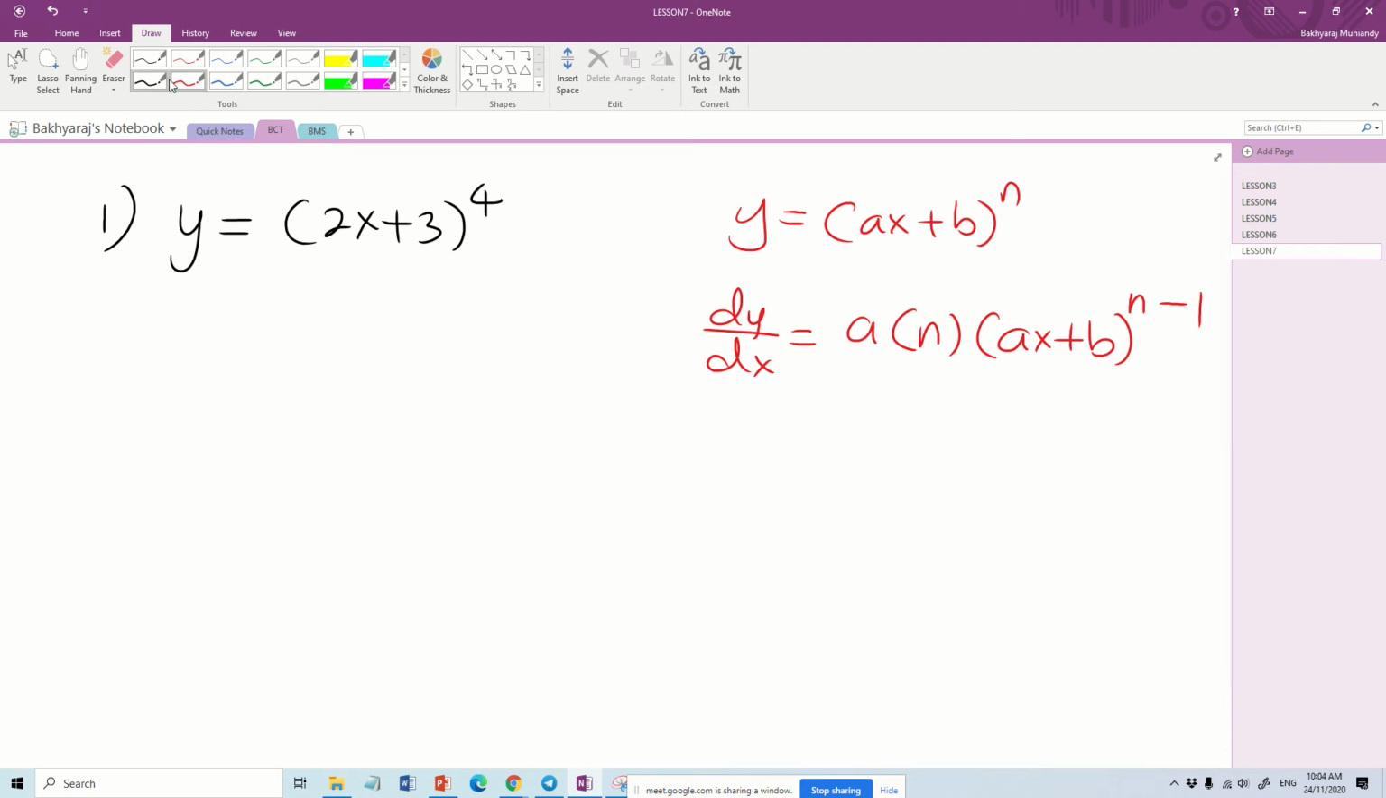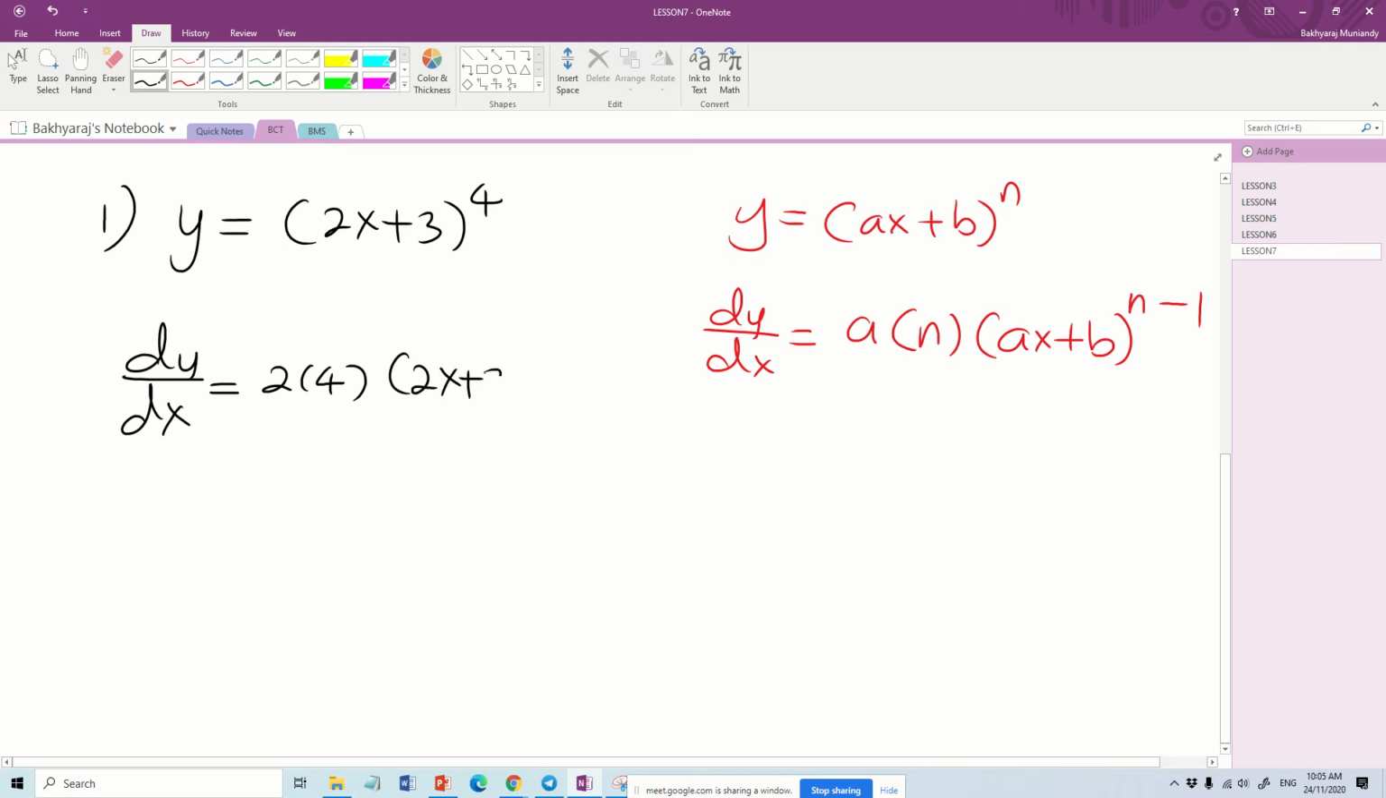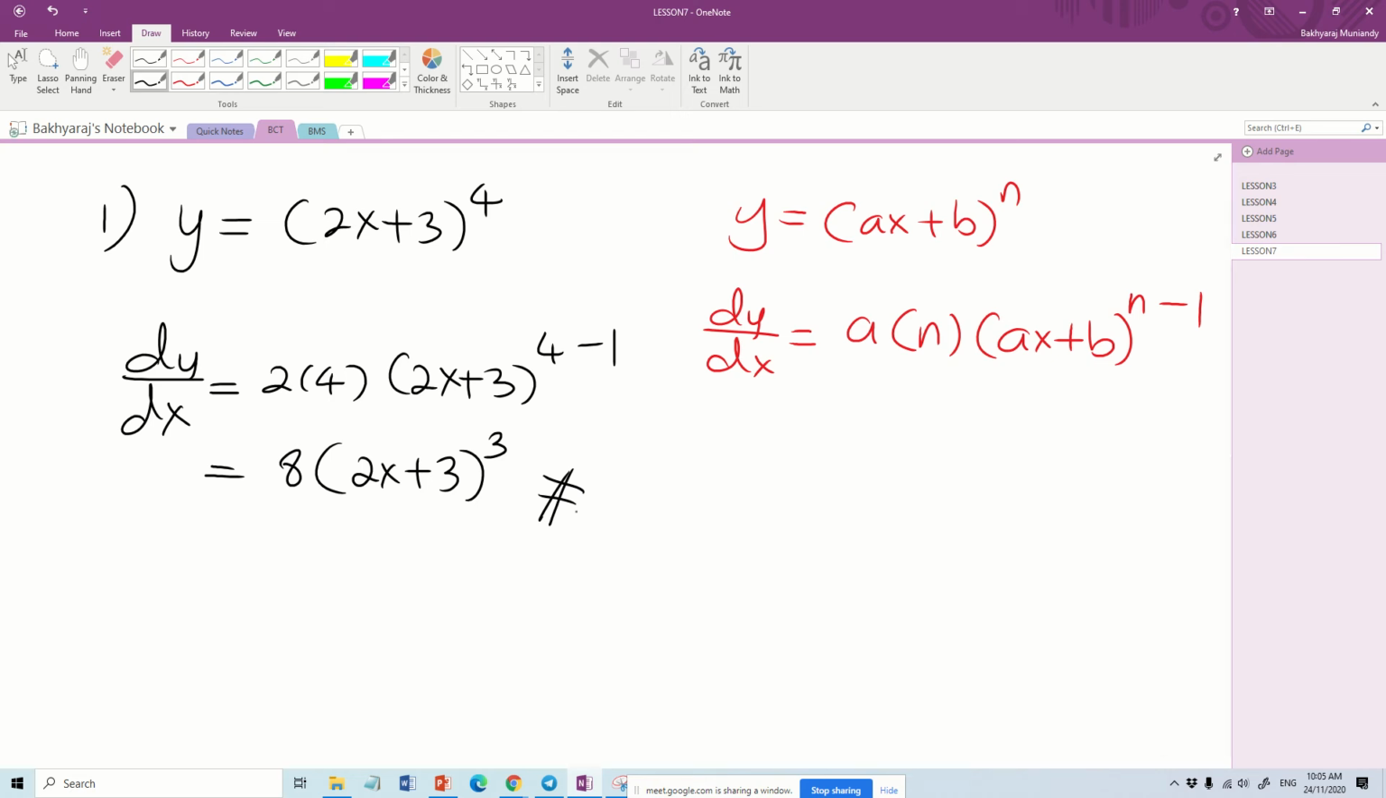Now I'm going to apply this formula, just to recall the things lah. So dy/dx adalah sama dengan 2 times 4 times (2x + 3) to the power of 4 minus 1. And then we solve this, so we get 8 times (2x + 3) to the power of 3. Ini just to refresh back the last week's lesson lah. Ini yang kita dapat belajar minggu lepas.